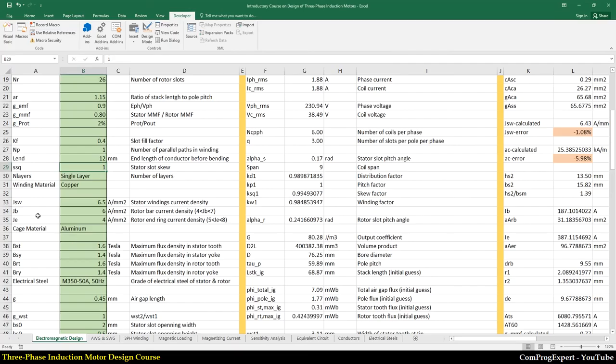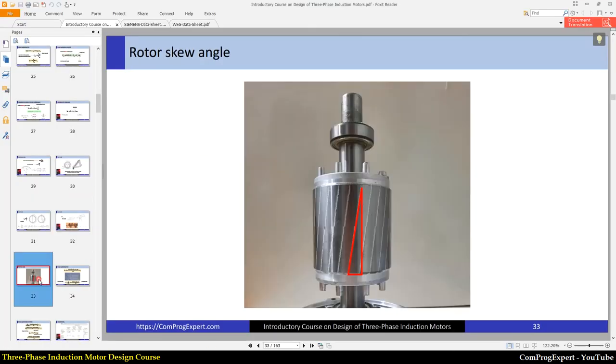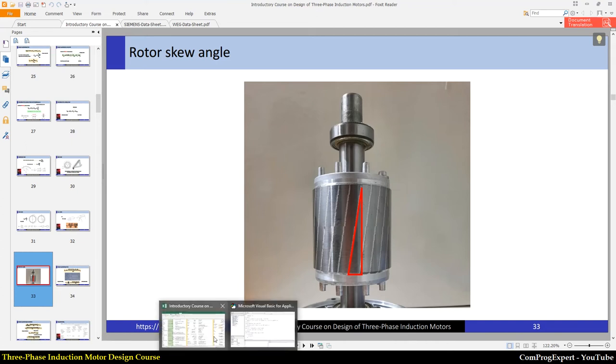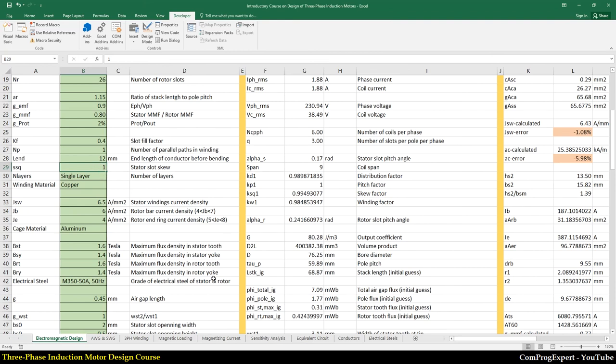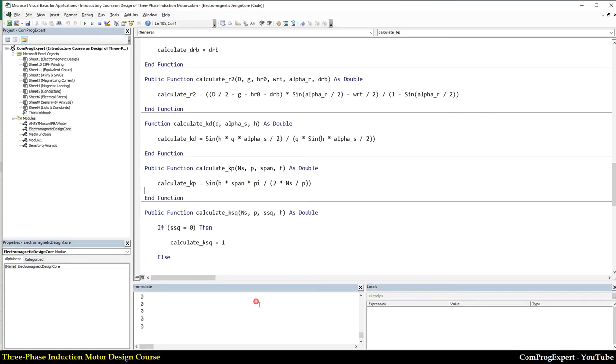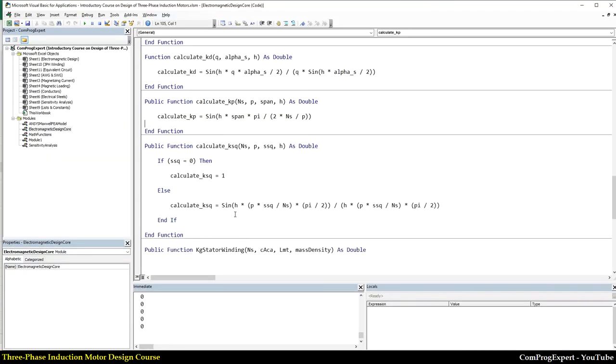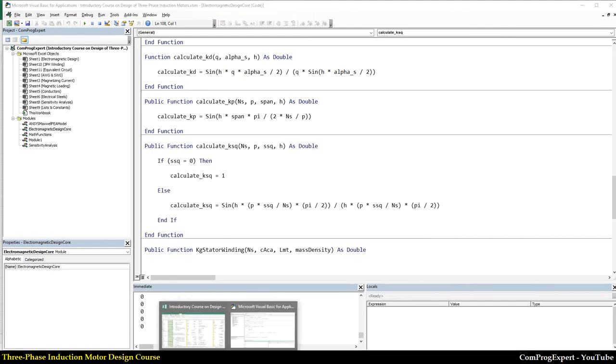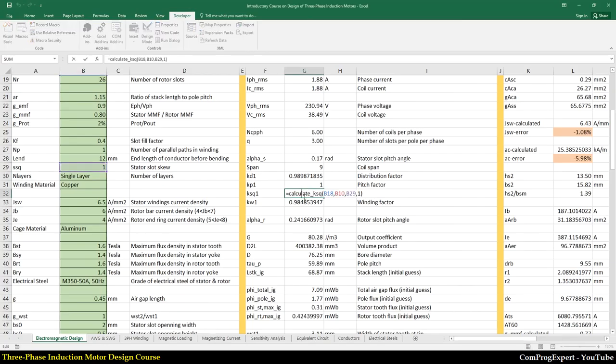So I set this value equal to 1 because if you look at the benchmark motor, here you can see the top view of the rotor, and the SQ angle is equal to 1 stator slot pitch angle, this angle. So I set this value equal to 1, and when you set this number, also you can calculate the SQ factor. I implemented the equation for calculation of the SQ factor here in this macro, and I used this function here.